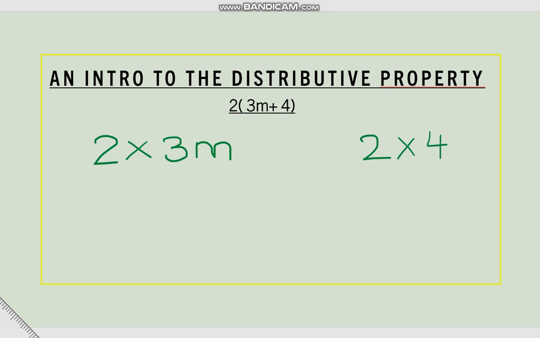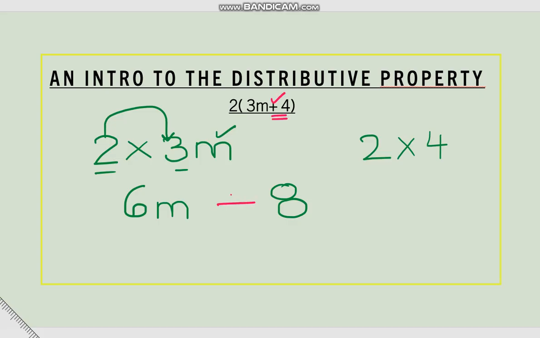So how do we multiply a constant with a coefficient? You multiply these two numbers together. 2 times 3 is 6 and m comes along, and 2 times 4 here is 8. Now if we see carefully, between the 3m and the 4, we have a positive sign. Hence we will say 6m plus 8 is our answer. 2 parenthesis 3m plus 4, but the answer is 6m plus 8.